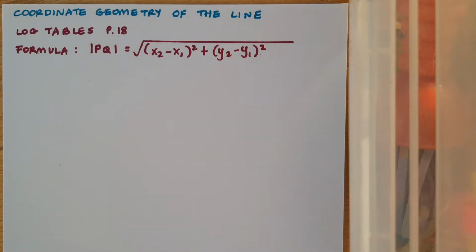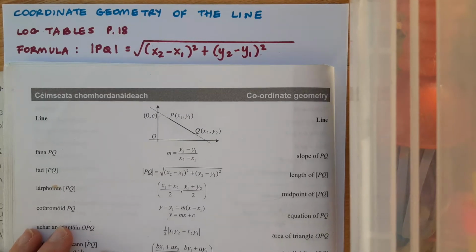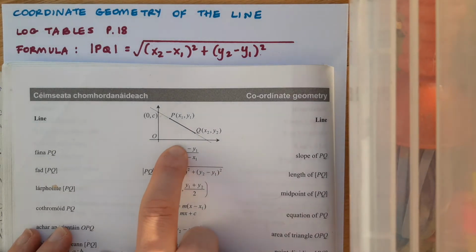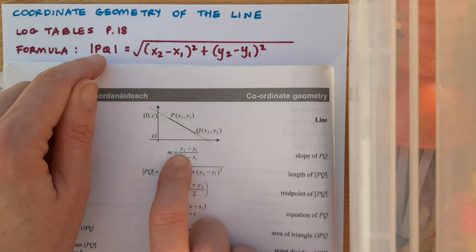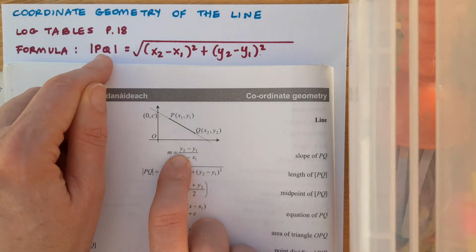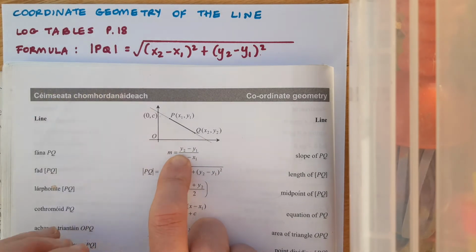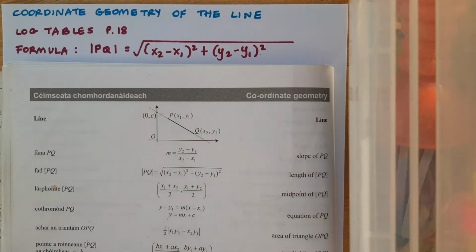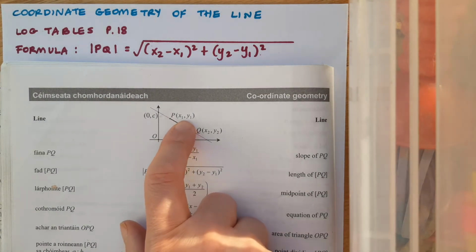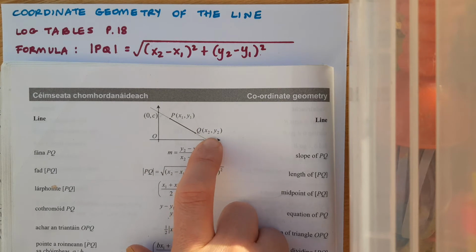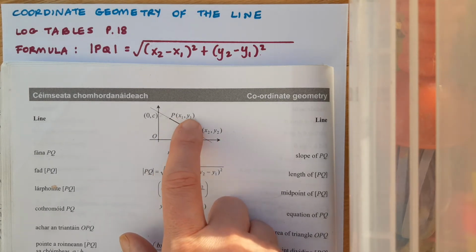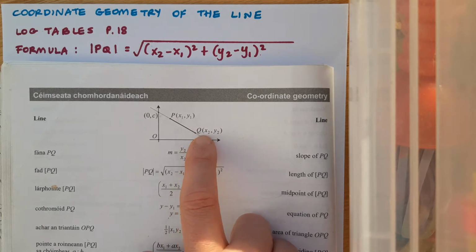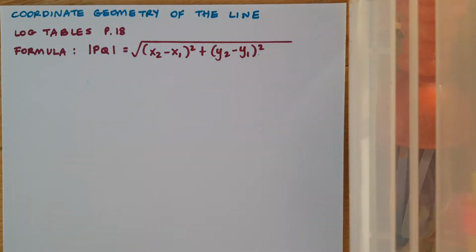Just a word about the notation before we begin. So you'll see in the diagram they provided in the log tables that the 2 points in question are labelled P and Q, and that's the reason why they're using P and Q here in the name for the distance. You can also see that they've called P x1, y1 and Q x2, y2. That just means that they're taking P to be the first point, so the first x and the first y, and Q to be the second point, the second x and the second y.